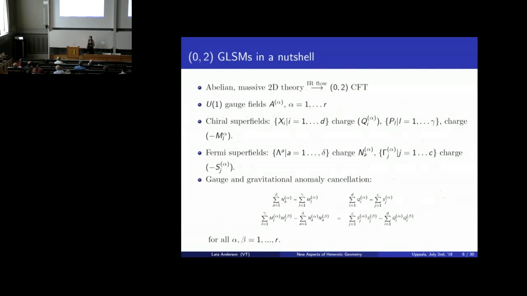So a brief reminder of what a (0,2) gauge linear sigma model is. This is an abelian massive 2D theory that is believed to flow to a (0,2) CFT. You can consider non-abelian ones, but I'm going to consider abelian GLSMs. I have a set of abelian gauge fields indexed by alpha. I have a set of chiral superfields that are charged under these U(1)s, Fermi superfields, again with a fixed charge, and I have to satisfy gauge and gravitational anomaly cancellation from the point of view of the 2D theory, and this gives me relationships such that these charges will cancel, both linear and quadratic conditions on the charges in the theory.